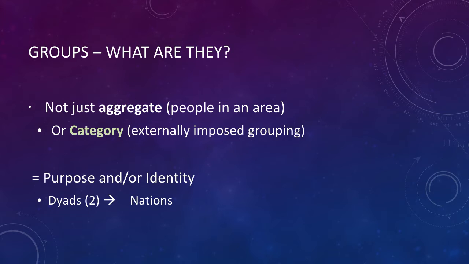Aggregate in math just means to add up. So it's just a bunch of people in the same space. Right? So if we think about a line at a movie theater, for example, they don't identify as people in line at a movie theater. And while each individual in that line might have the purpose of going to see a movie, they don't have a collective purpose as a group of going to see the same movie.